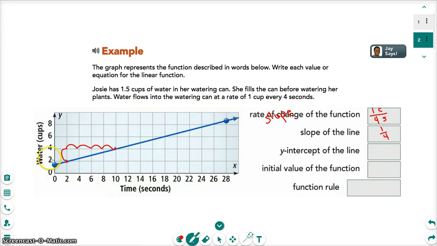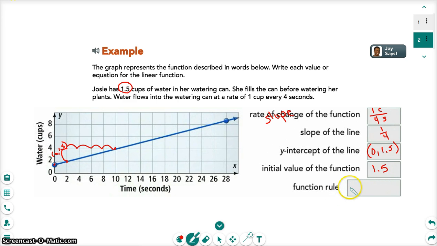The y-intercept, let's look right here. It's this point. Why do we know that the point starts here? Hopefully you said because there's 1.5 cups already in the watering can. So this coordinate right here is at 0, 1.5. Okay, 0, 1.5. So the y-intercept is 0, 1.5, or just 1.5, or b equals 1.5. So the initial value is 1.5.